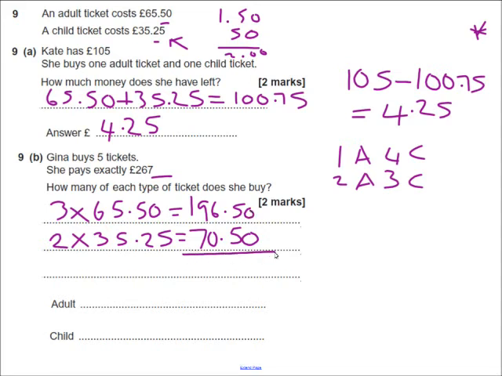And when we add the two together, again on your calculator, is that exactly £267, which is what we're looking for. So she bought 3 adult tickets and 2 child tickets.